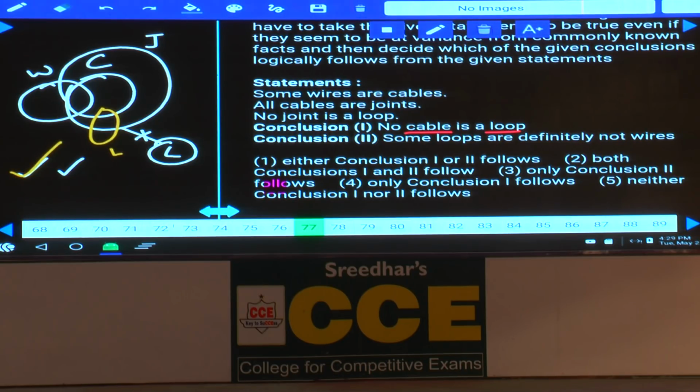Then coming to the next one, some loops are not wires. Now we need to prove all loops are wires. Is it possible to draw like this? All loops are wires means this entire loop must be part of this wire. It is possible.